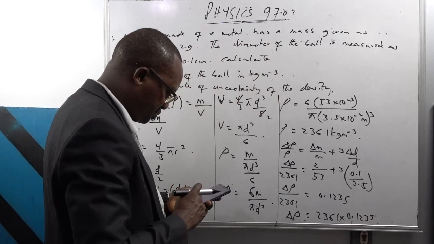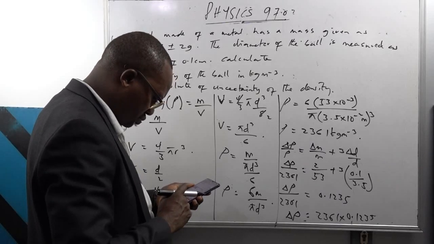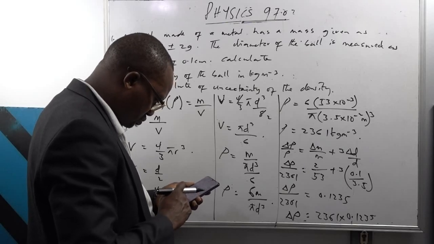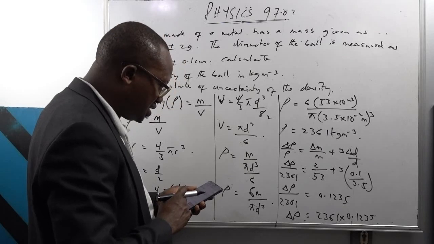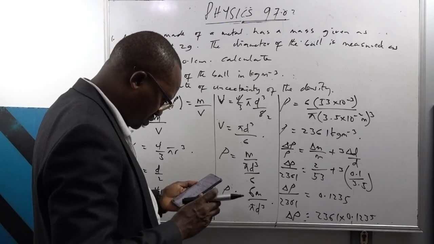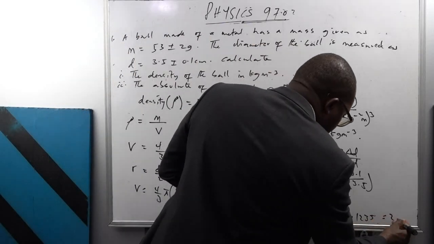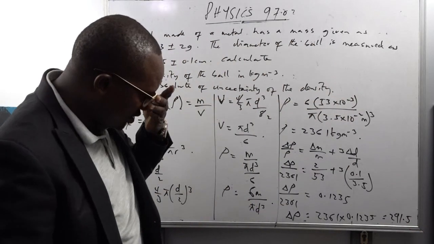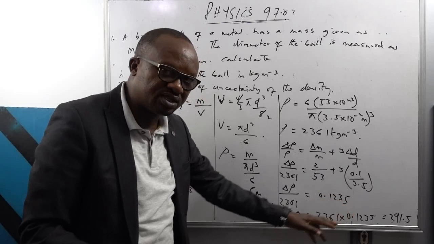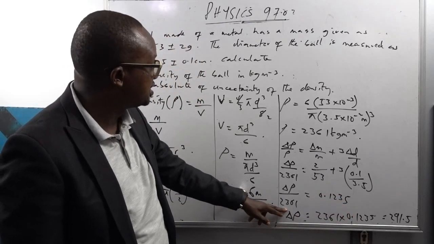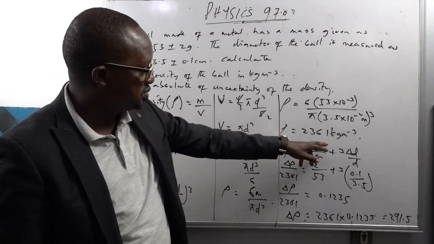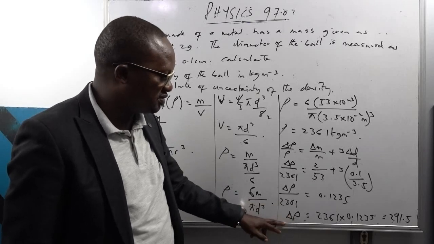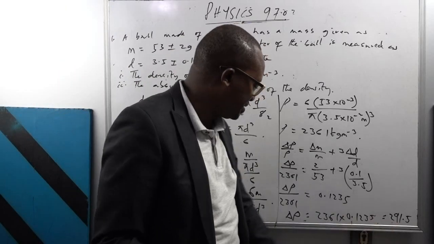So when you do that, 0.1235 times 2361. So this will give you 291.5 kilograms per meter cube. Because everything here does not have unit. But this has the unit of density, which is kilograms per meter cube. So by the time you cross multiply, the unit of the absolute uncertainty of density will still be the same as the unit of density.